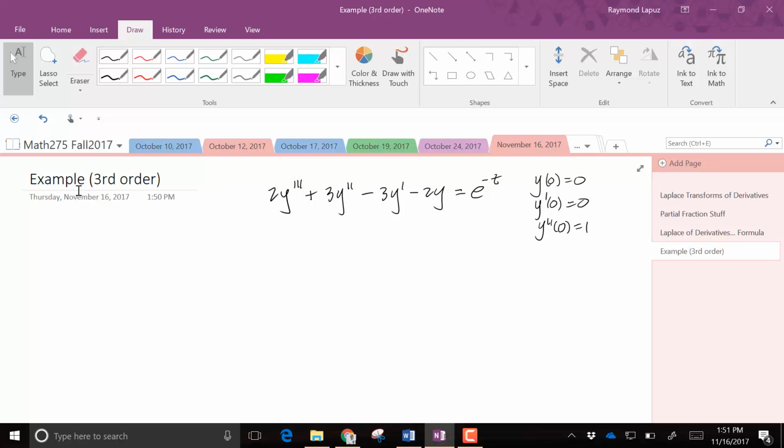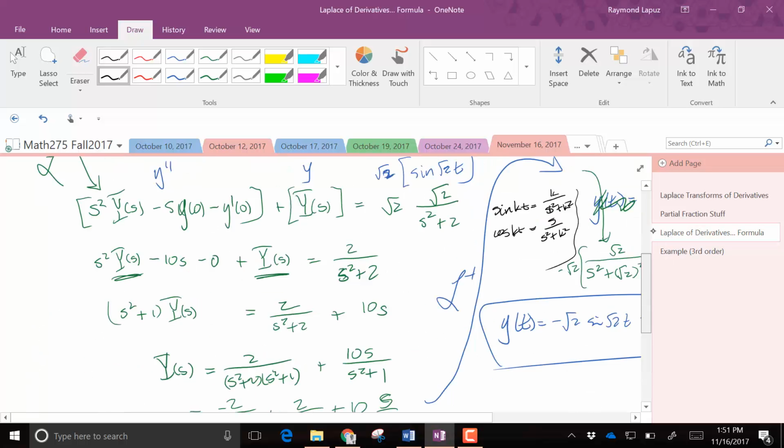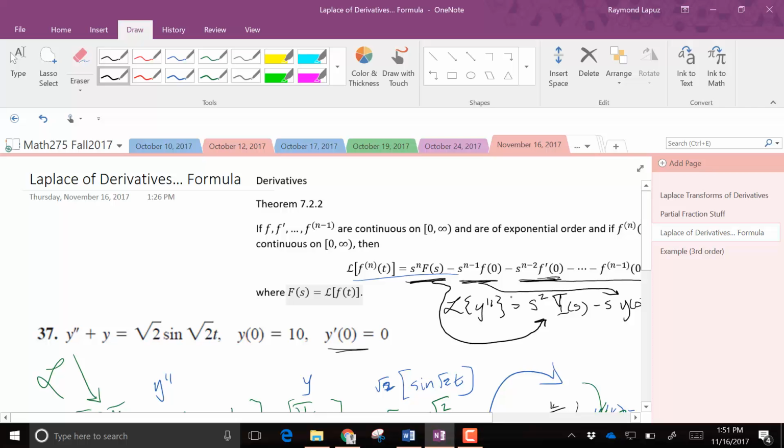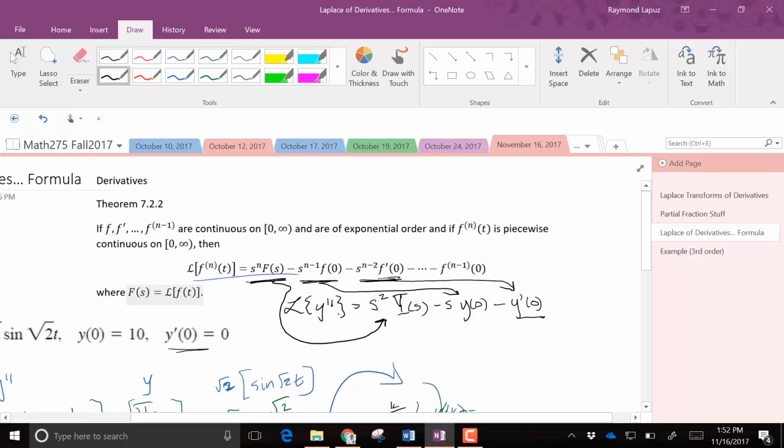All right. So we need to remind ourselves of this transformation, and I don't know if you guys have it memorized already, but the s's decrease in power, and we start off with the capital Y, and then little y of 0, little y prime of 0, etc. And they all have negatives after that, by the way.